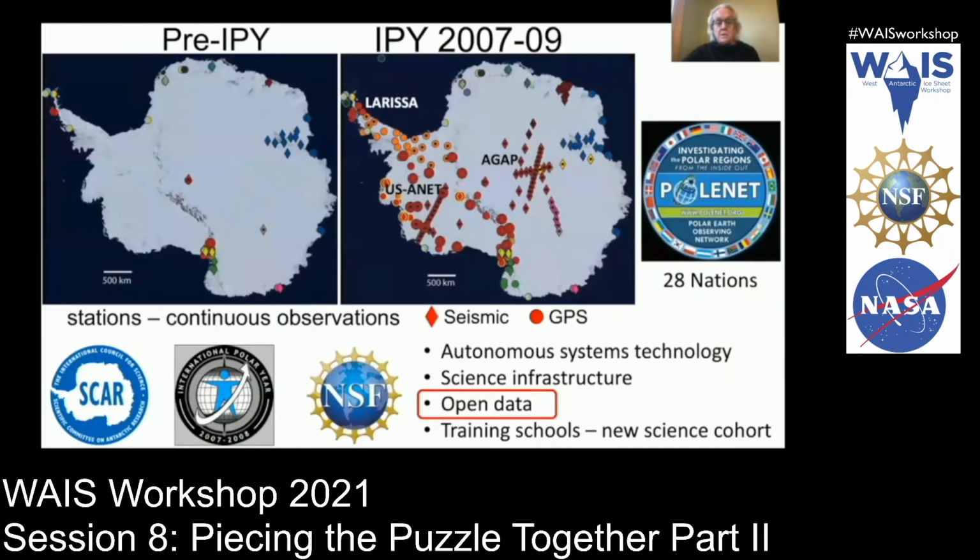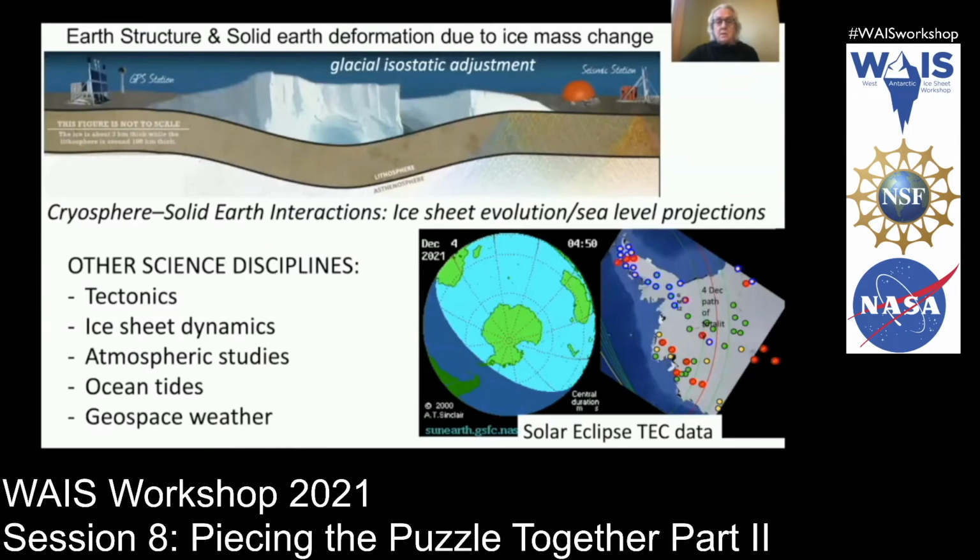In the case of observing systems, several projects were supported to deploy autonomous systems. They are all the red symbols on the map on the right. So at the end of the IPY, we had successful autonomous systems technologies. We had in situ infrastructure. And I also want to highlight the ongoing legacy of open data, because that policy has not only allowed the science for the individual investigator groups, in our case, focused mainly on earth structure and solid earth deformation related to ice mass change, but also enabled science in completely different fields.